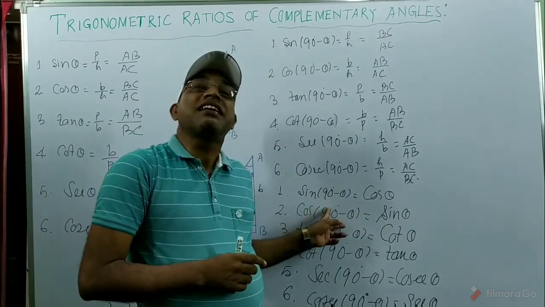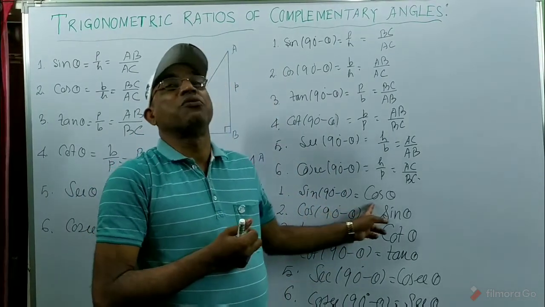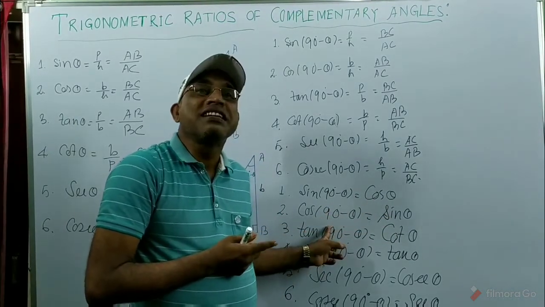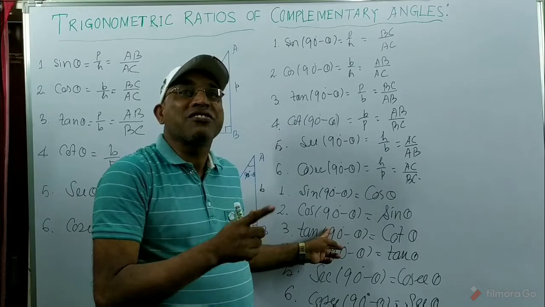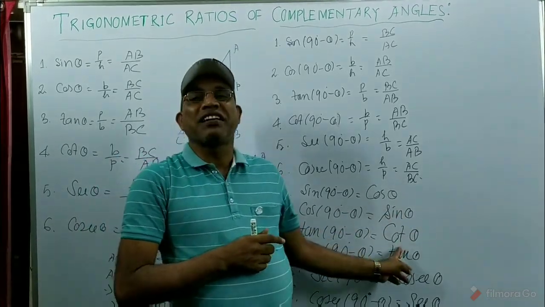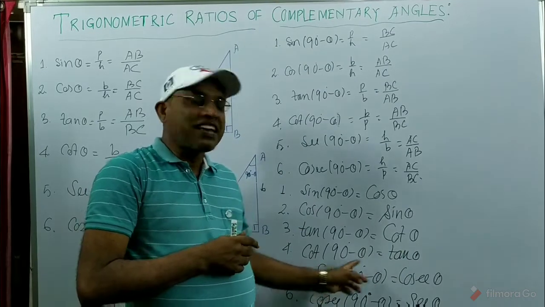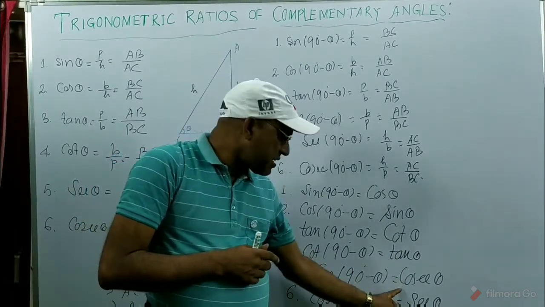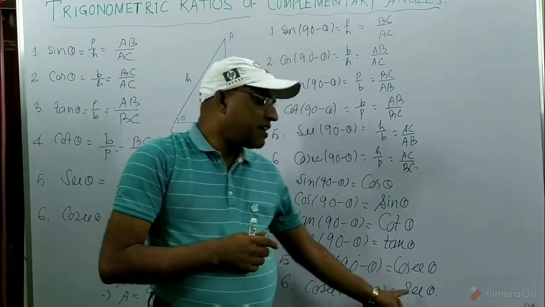Sin 90 minus theta: what is the friend of sin? Cos. So sin 90 minus theta is cos theta. Cos 90 minus theta, friendship of sin and cos, gives sin theta. Tan 90 minus theta gives cot theta. Cot 90 minus theta gives tan theta. Sec and cosec are friends: sec 90 minus theta is cosec theta, and cosec 90 minus theta is sec theta.